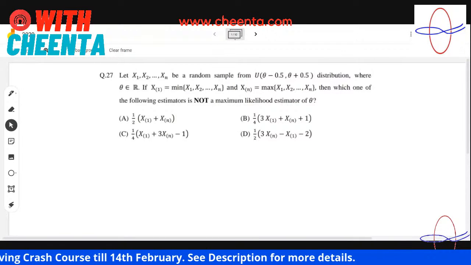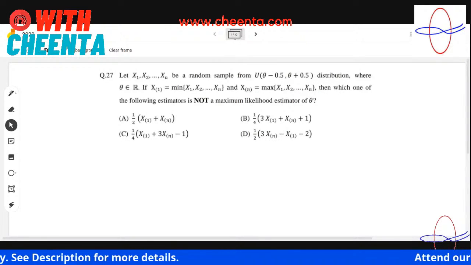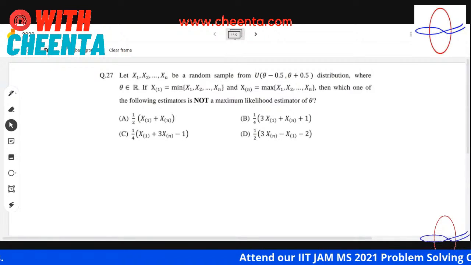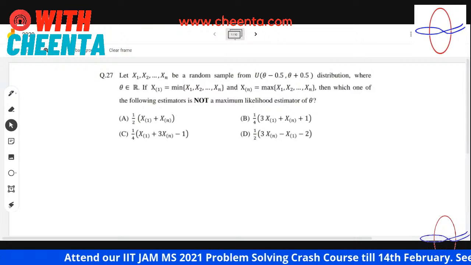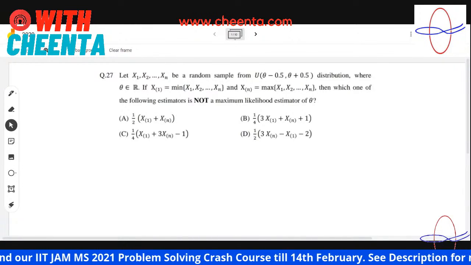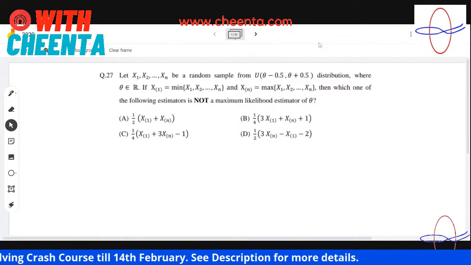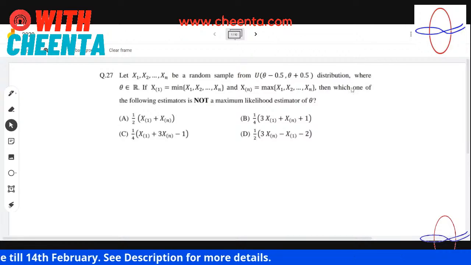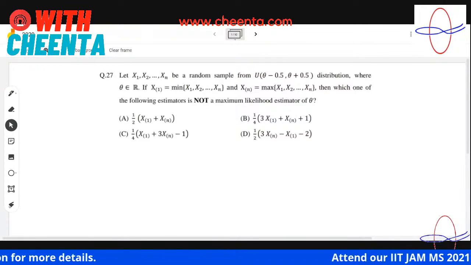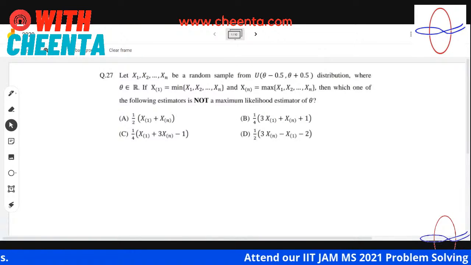Hello Naresh. So let's discuss the first problem. It's the first statistical inference problem in the paper of 2020. The problem says: if x1, x2, ..., xn are a random sample from uniform(theta minus 0.5, theta plus 0.5), where theta is a real number, and X(1) is the minimum of the xi's and X(n) is the maximum of the xi's, then which one of the following is an MLE of theta?